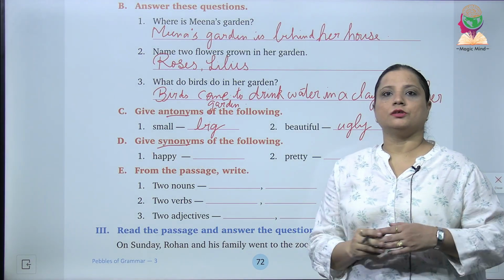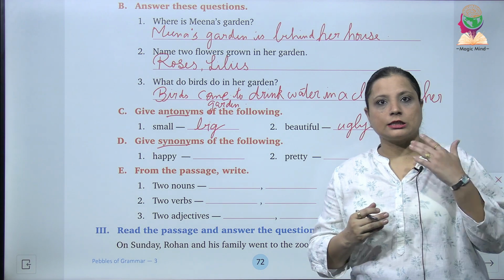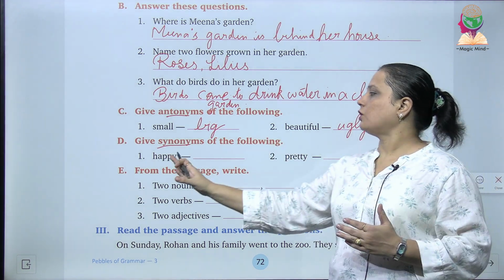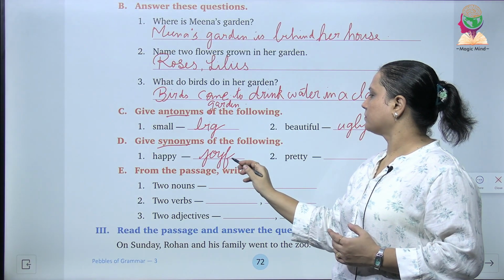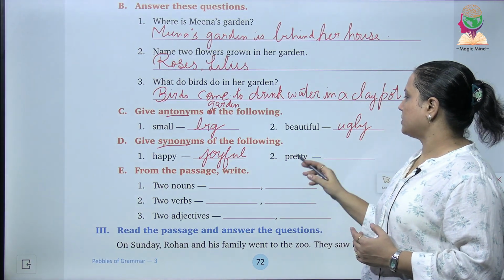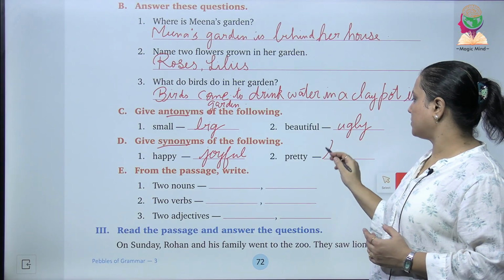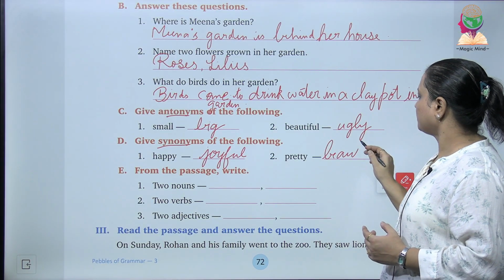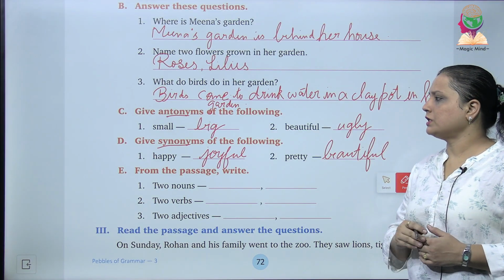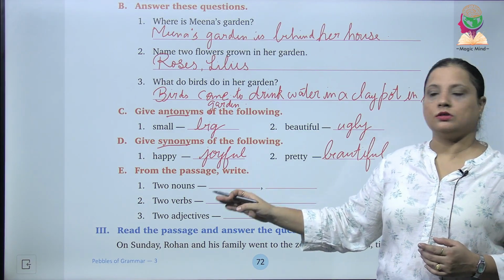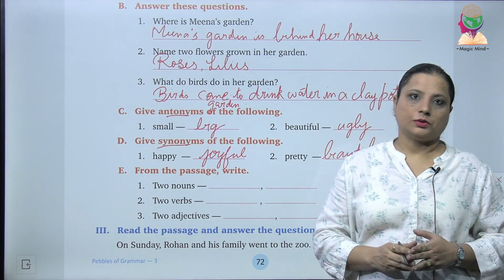Then the D question, give synonyms of the following. What is the meaning of synonym? The meaning of synonym is same meaning. So what is the meaning of happy? It's joyful. And what is the synonym of pretty? Well, the answer is beautiful. So with this, we have completed the D question. Now just quickly move to the E question.